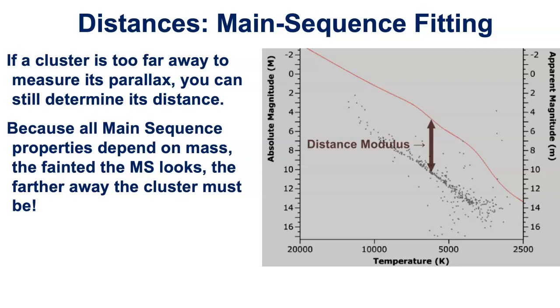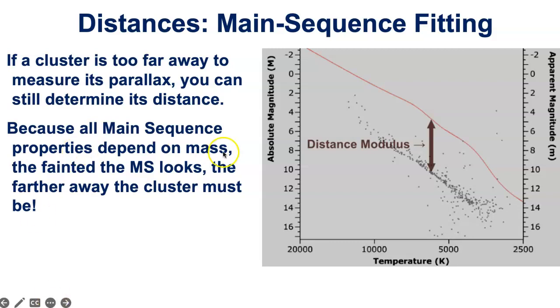Like we've said before, if you can watch a star and measure its parallax, hey, great, you're good to go. You know what its distance is. But most of the stars in the galaxy, and therefore most of the star clusters in the galaxy, are too far away. They're too far away to measure their parallax. So what do you do? Well, you've got to pick another tool out of your toolkit. Main sequence fitting, this is the name for it, is another tool in our toolkit.